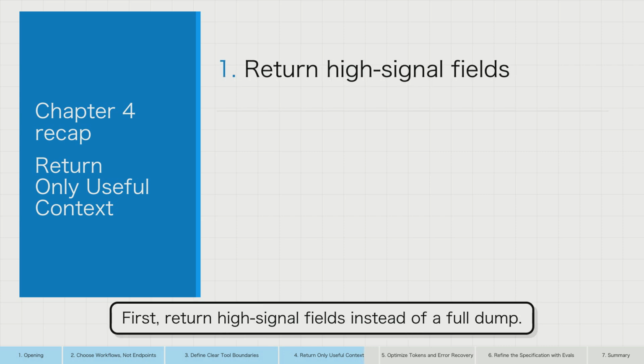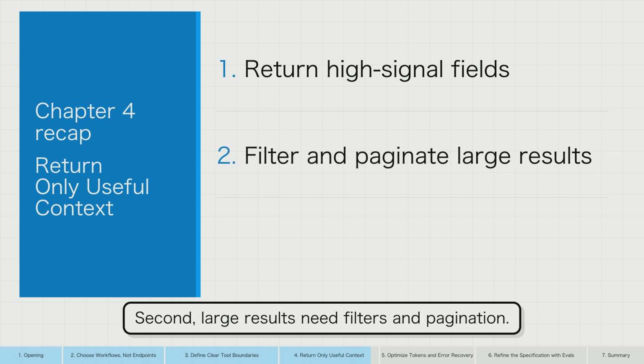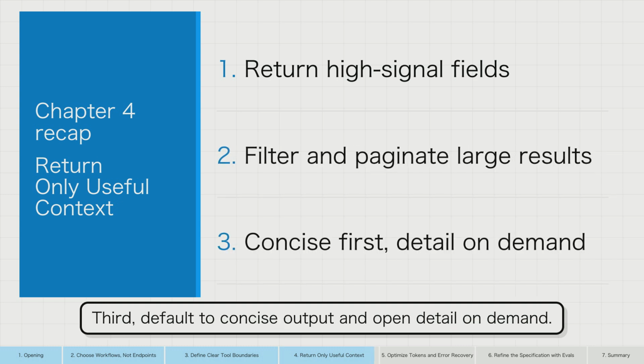Chapter Recap. First, return high-signal fields instead of a full dump. Second, large results need filters and pagination. Third, default to concise output and open detail on demand.